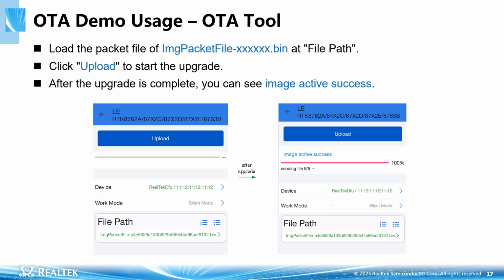Finally, I'll introduce how to use the OTA tool, using the Android OTA tool as an example. First, load the package file generated in the previous steps into the File Path section of the OTA tool. Next, click the Upload button to start the upgrade process. This action will transfer the package to the device and begin the OTA update. Once the upgrade completes, verify that the new image has been successfully activated on the device. This confirmation ensures that the update process was successful. This process is simple and efficient, helping to ensure the smooth execution of software updates.